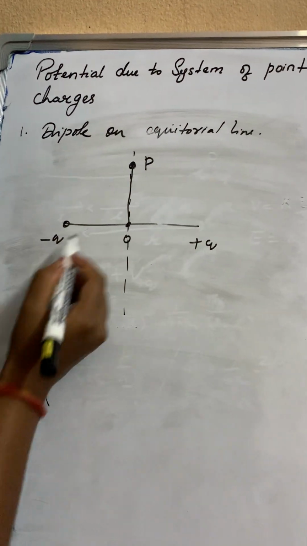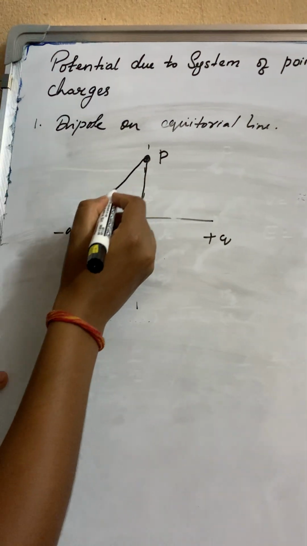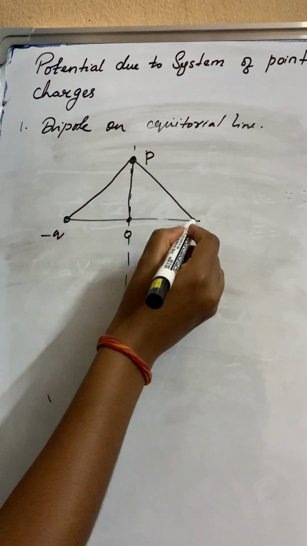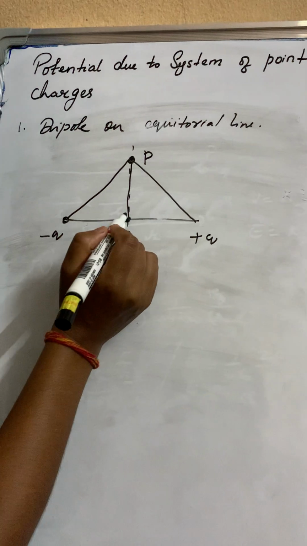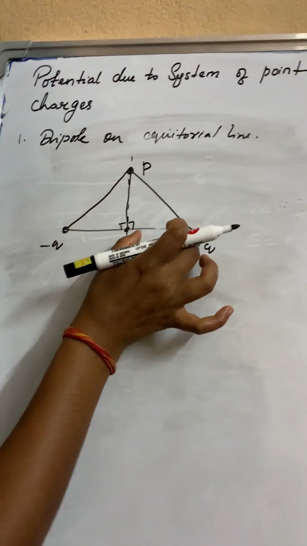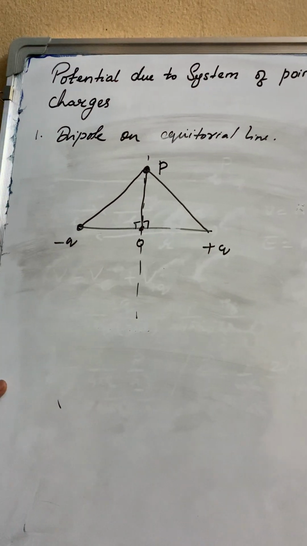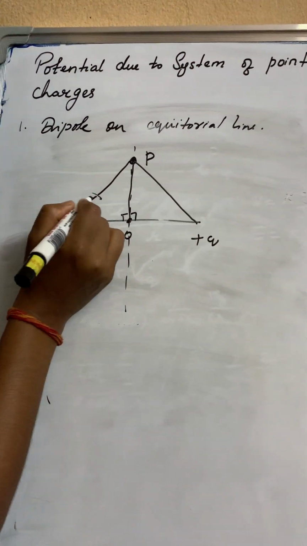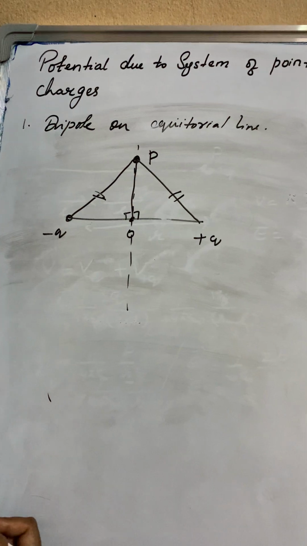Now this is the perpendicular bisector. If I join these two triangles, the two triangles will be what? Congruent triangles, because this side is common, the two angles are 90 degrees, and these two sides are equal. That means the two triangles are congruent. That means this side and this side are equal in length.